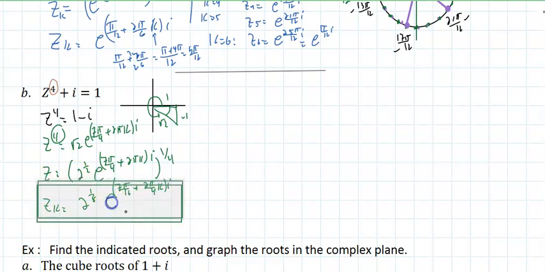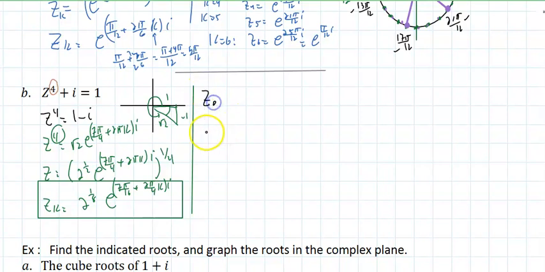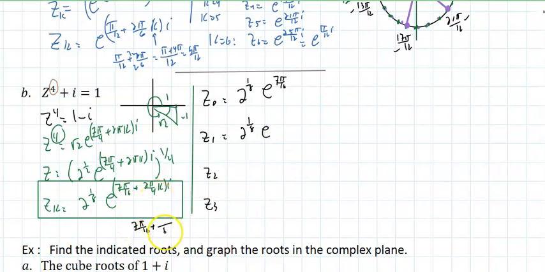And from there, what we would do, we would say, let's find Z sub 0, Z sub 1, Z sub 2, and Z sub 3. And we're done. Put 0 in for k, that's 2 to the 1/8 e to the 7 pi over 16. Let k equal 1. 2 to the 1/8 e. What is 7 pi over 16 plus, if I make that over 16, multiply by 4 top and bottom, 8 pi. That is 15 pi over 16.